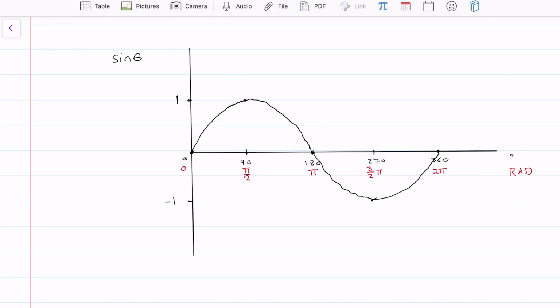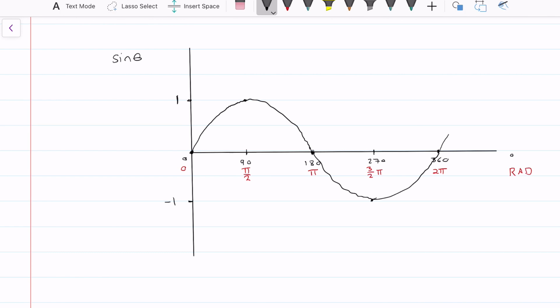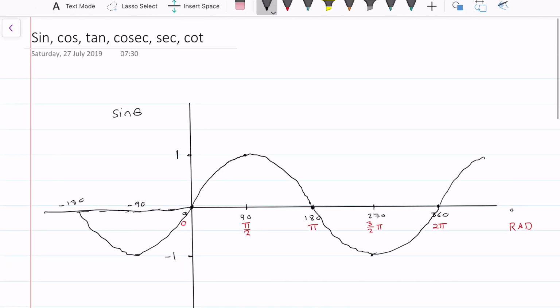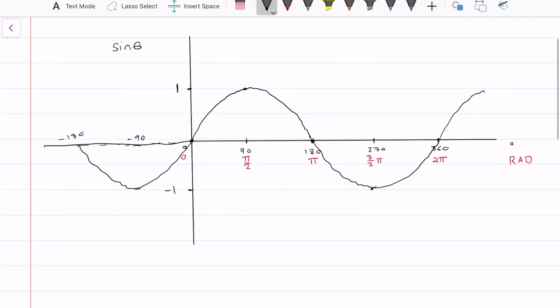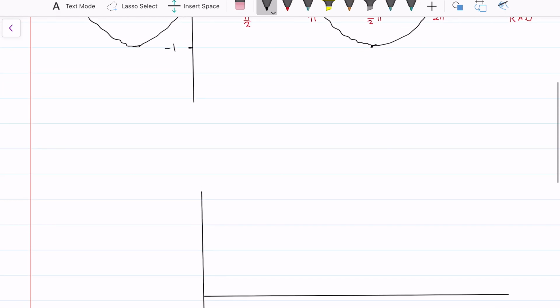Another thing to note is that all these graphs, sine, cos, tan, never end. Essentially, the graphs continue with their pattern. So if you draw this backwards, it would be -90, -180, and the graph goes on. So it goes on forever. That's what the sine graph looks like. Important to note that the sine graph starts at 0.